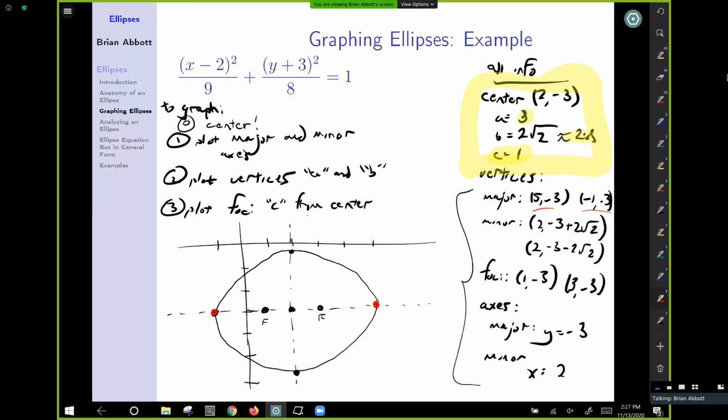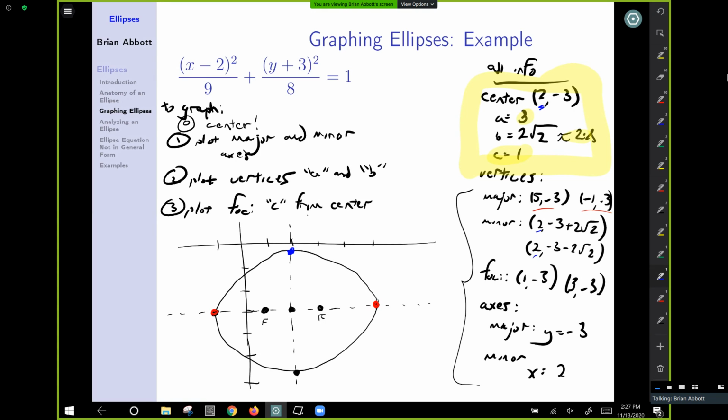Let's do the minor vertices now. The minor vertices, if you're looking at them, look pretty complicated. But take it one step at a time. Minor vertex. It's definitely on the vertical axis. And we know the vertical axis goes through the point 2, -3, our center point up there on the right. And so we know this is 2. So our x coordinate is 2. All right, that's not so bad. The hard part is the y coordinate, and I've written in exact values here.